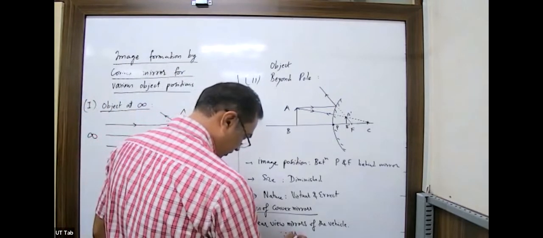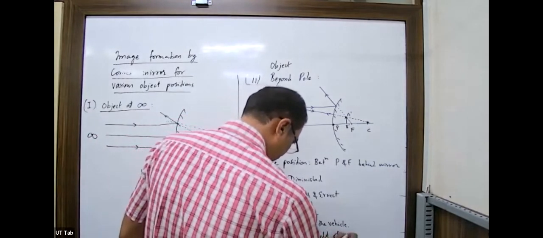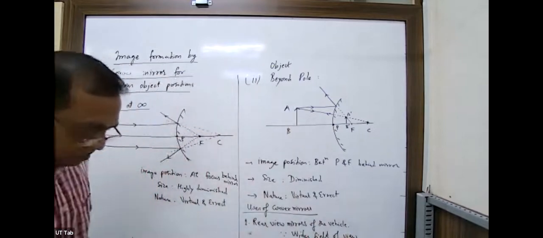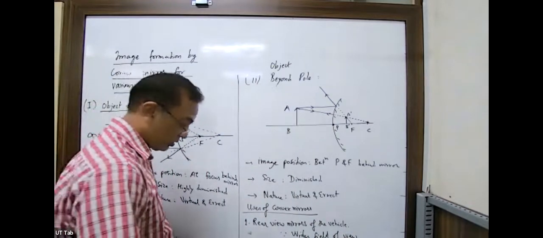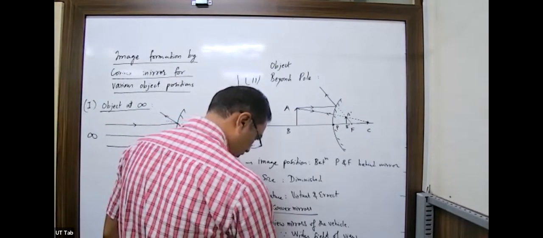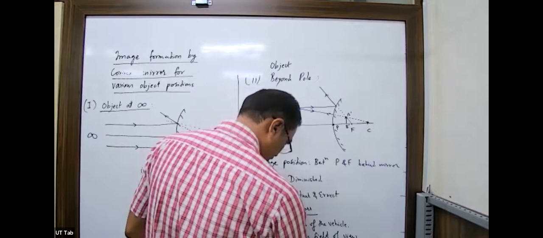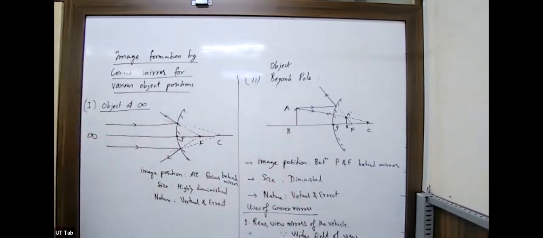Hence, wider field of view. Although the images are short, it's not magnified. That's why it says objects in the mirror are closer than they appear. It's closer than they appear because it looks small to you, so you're really not in a position to judge how far away it is from you.